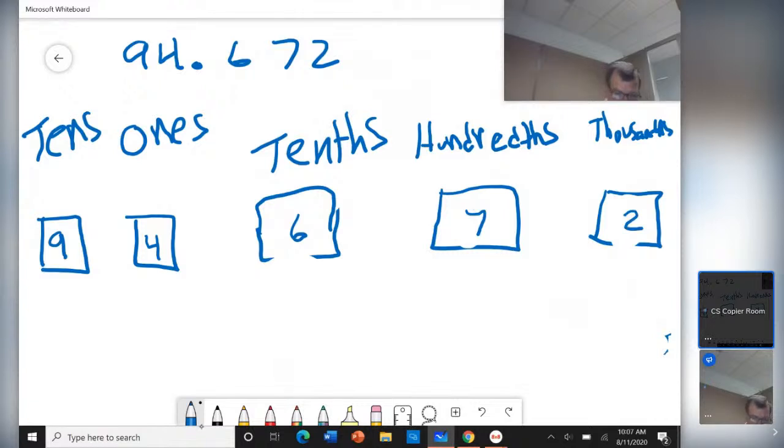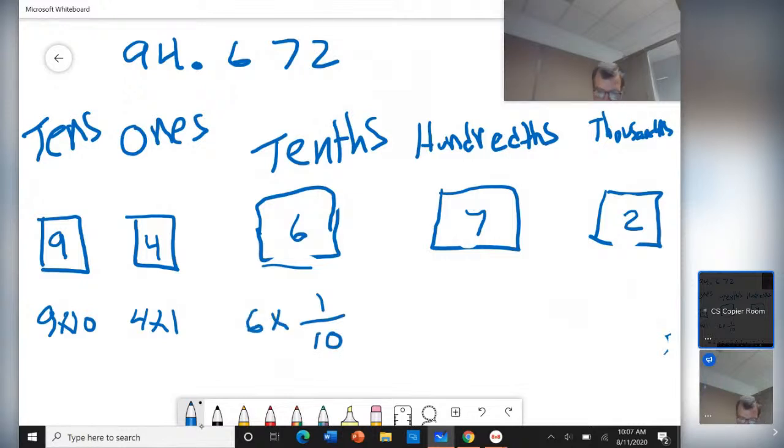So in scientific notation, 90 is 9 times 10. 4 is 4 times 1. Now this is going to be the tenths, so it's 1 over 10, and you do 6, which will give you 6 tenths. Then you have 7 times 1 over 100, and that's going to give you 7 hundredths. And the 2 would be in the thousandths. It's 1 over 1,000, and that would just be 2.